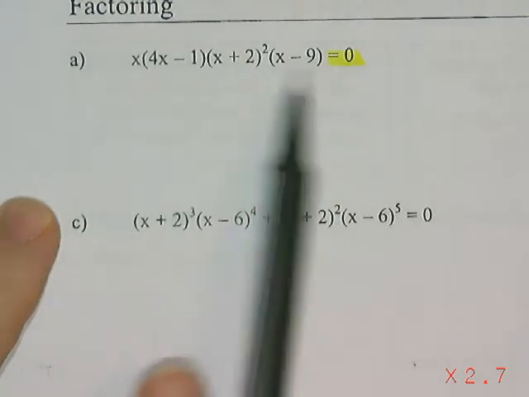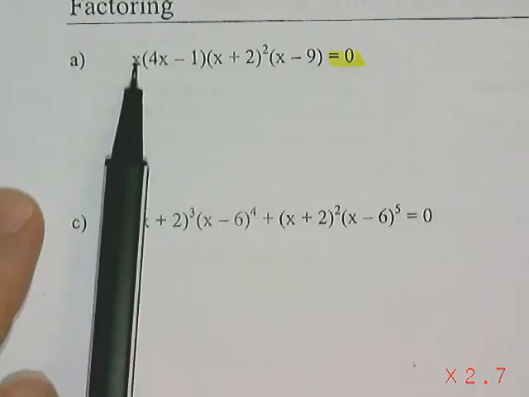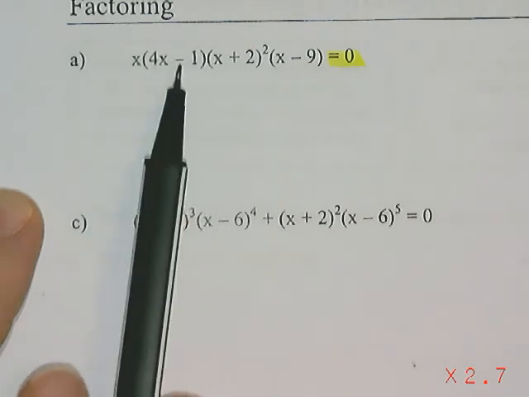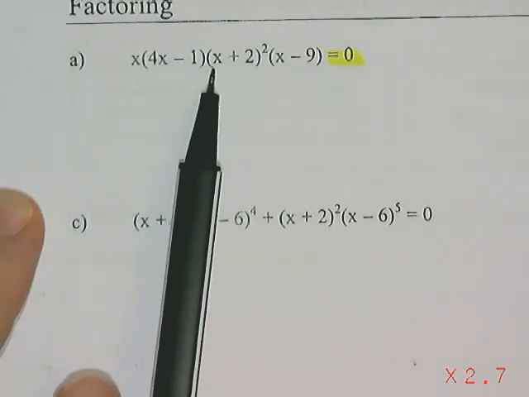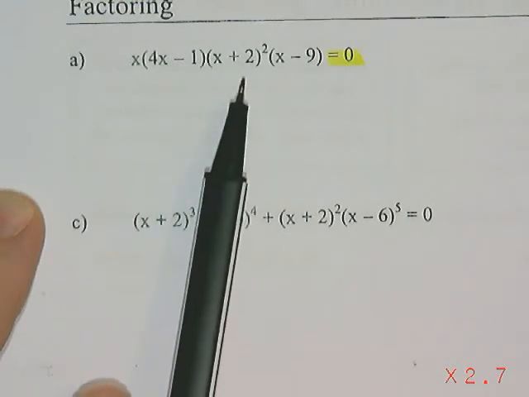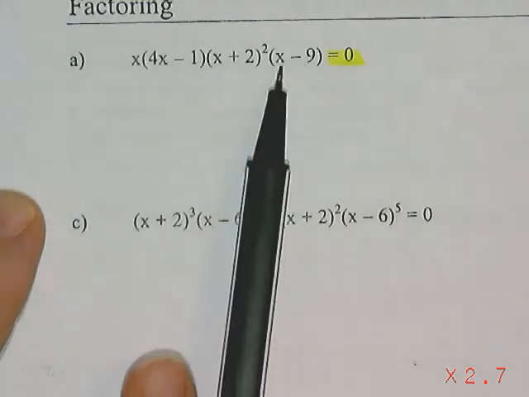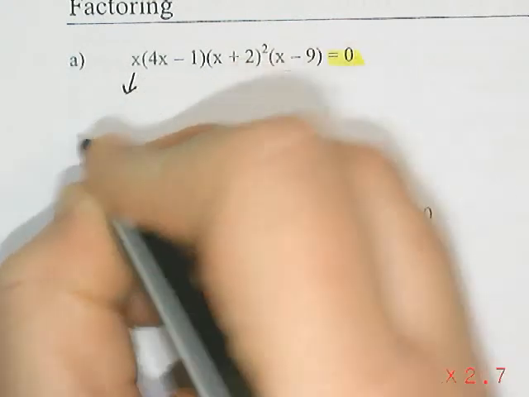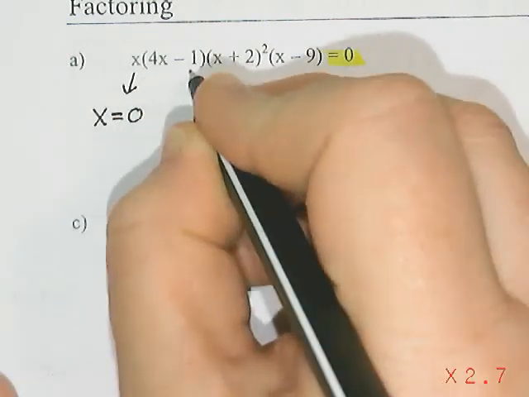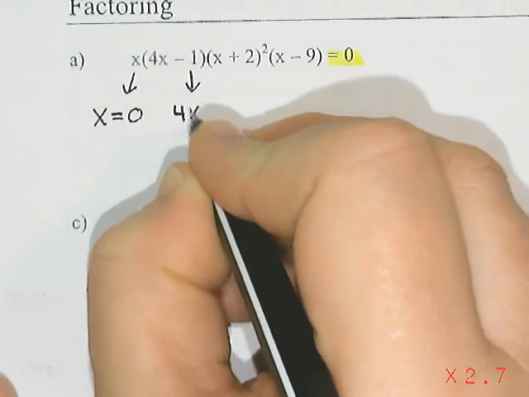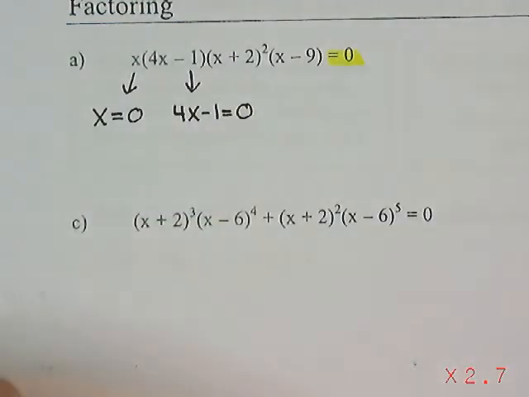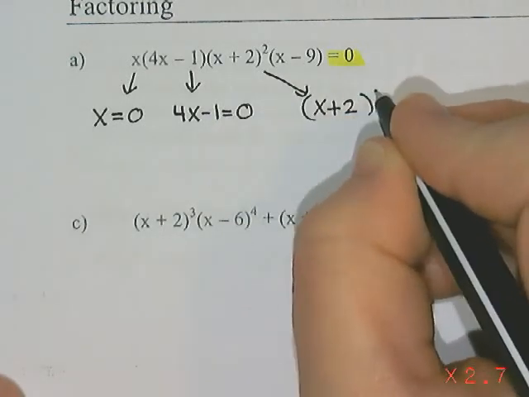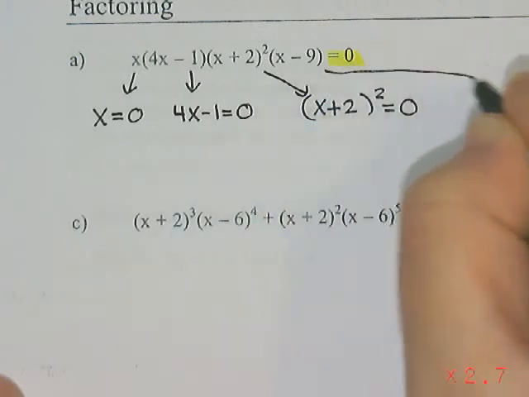So if I want to know what makes this equal 0, either the x is going to equal 0, and then 0 times anything is 0. The 4x minus 1 would equal 0, and then that times everything else is 0. The (x plus 2) squared might equal 0, and then that times everything else would be 0. And then x minus 9 could be 0. So I'm going to individually look at each one of these and set them equal to 0. What makes x 0? What makes 4x minus 1 equal 0? What makes x plus 2, and I'm going to do the squared for now, equal 0? And what makes x minus 9 equal 0?